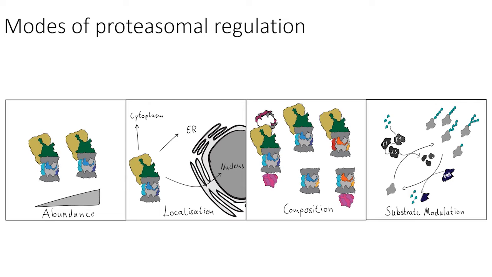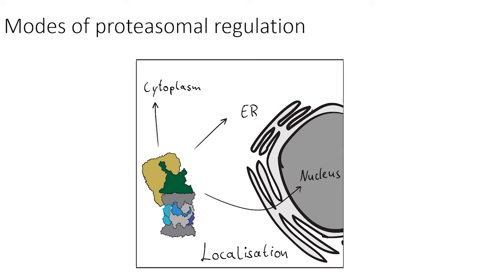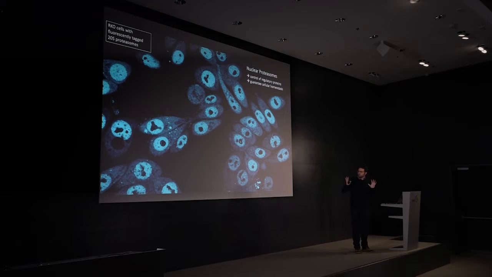For the main part of this talk, we will focus on the localization, and we will focus on one very special localization, which is the nuclear localization. When you look in most of our human cells, you will notice that the proteasome is actually nuclear. About 90% of all proteasomes in our cells are in the nucleus.